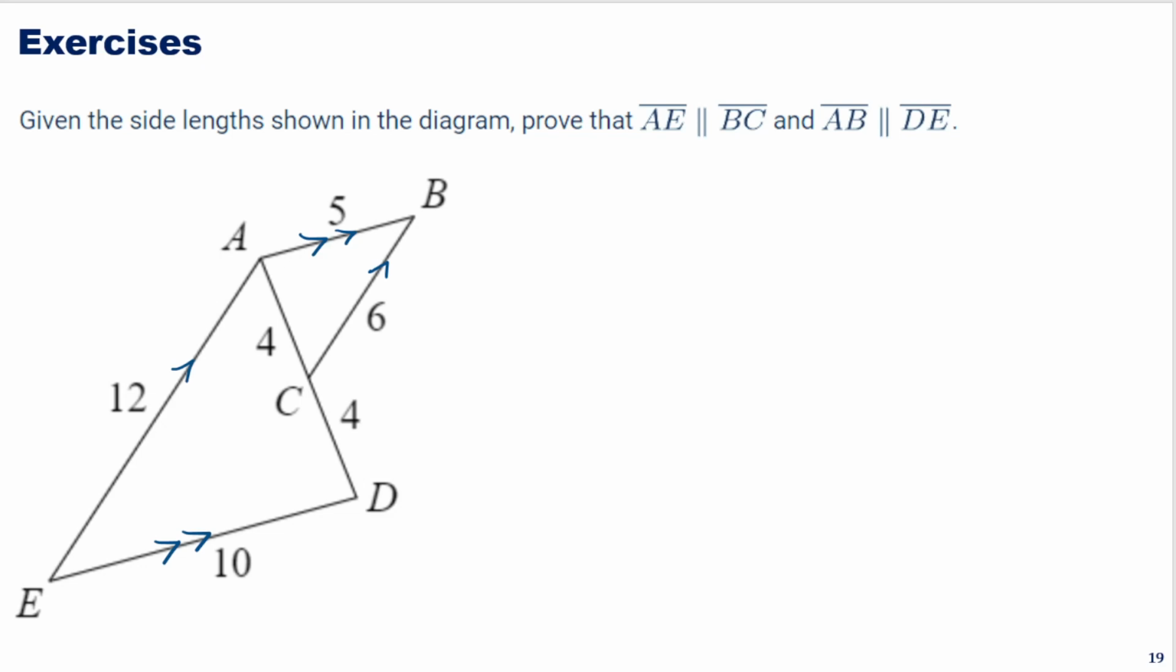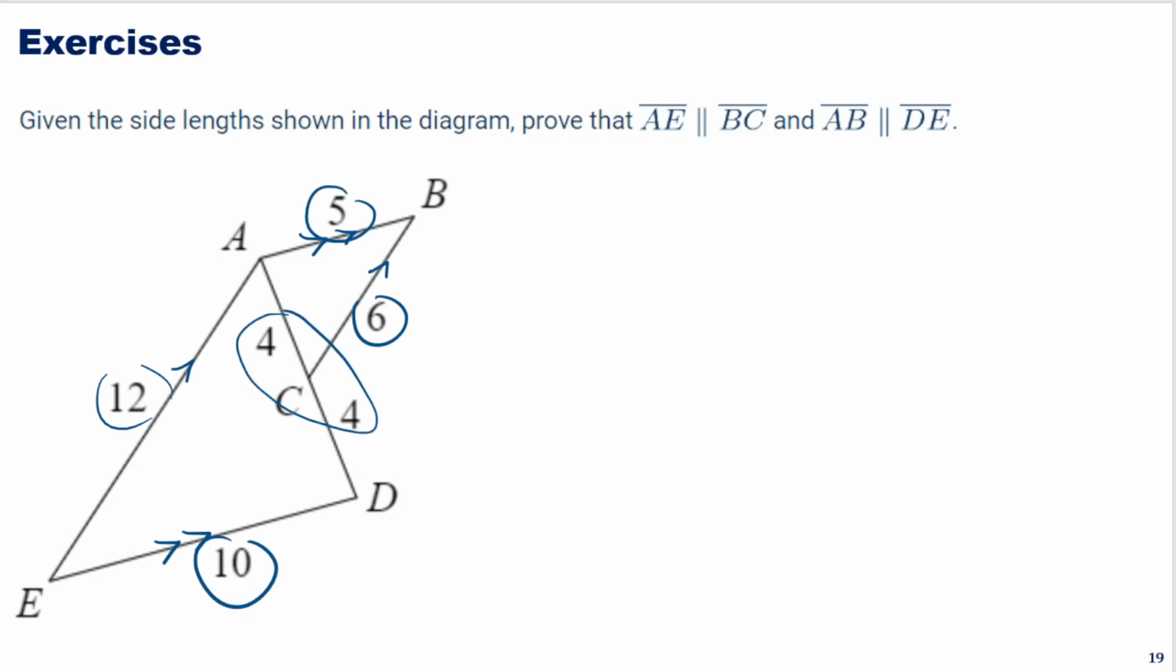So, can you spot any equal ratios there? Note that 12 is twice of 6, right? Okay, probably we don't use that. So probably use, alright, 12 is twice of 6, 10 is twice of 5, and 4 plus 4 is 8, which is twice of 4.